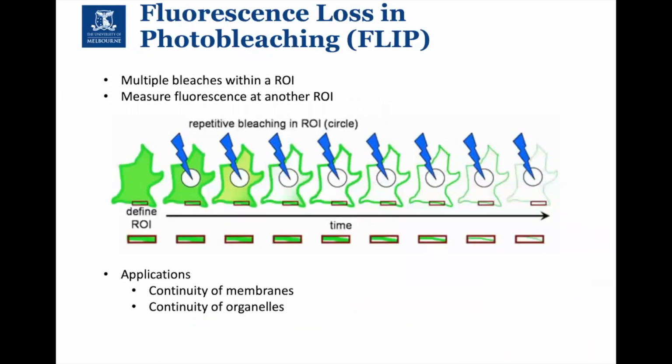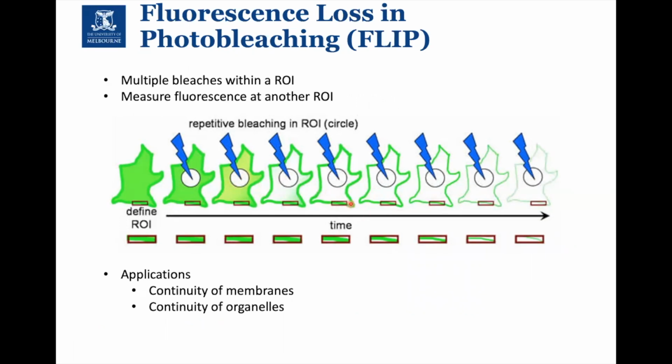A similar technique is called fluorescence loss in photobleaching, or FLIP. In this case, we perform multiple bleaches within a certain structure. So in this case, within the cytoplasm of the cell. As we continually bleach this, we can look at compartments that are in direct contact. So if this is the cytoplasm, obviously the cytoplasm is going to be in direct contact. You can see that that is bleaching out.